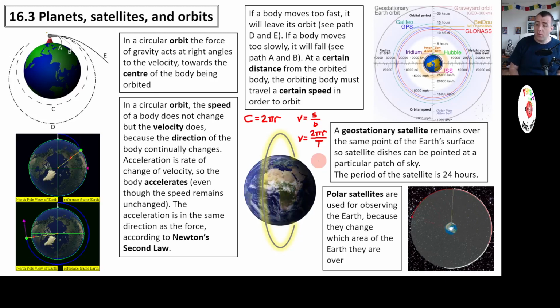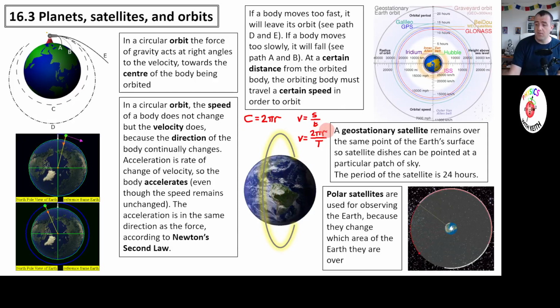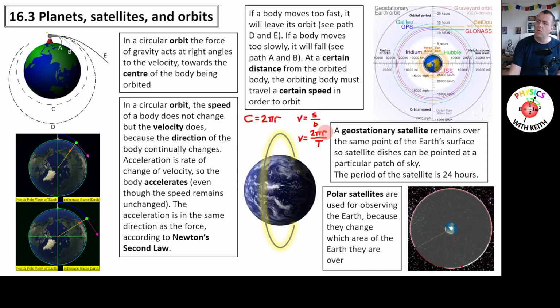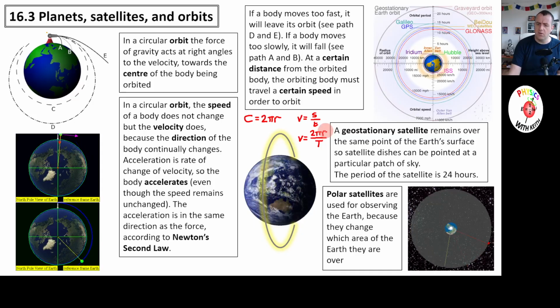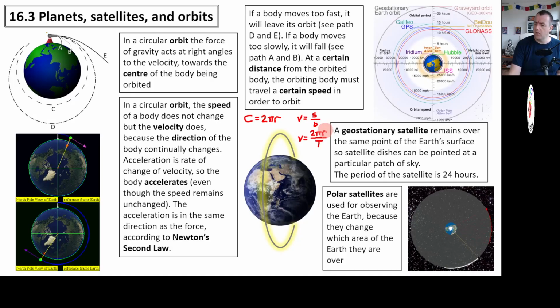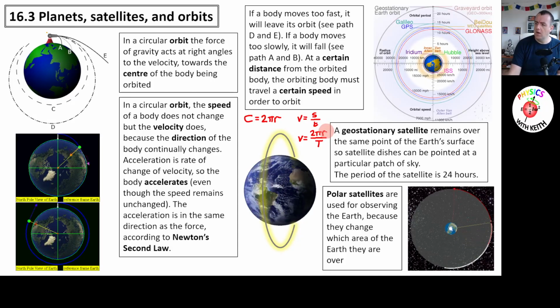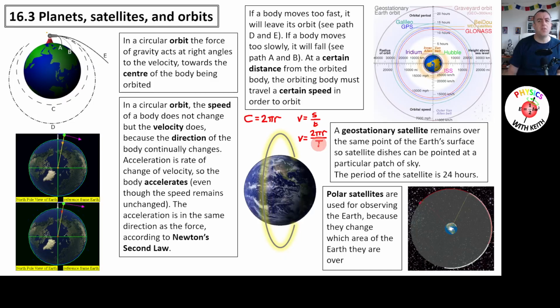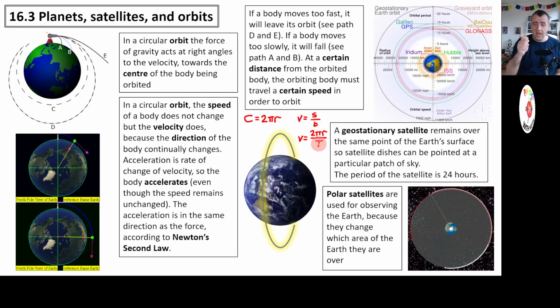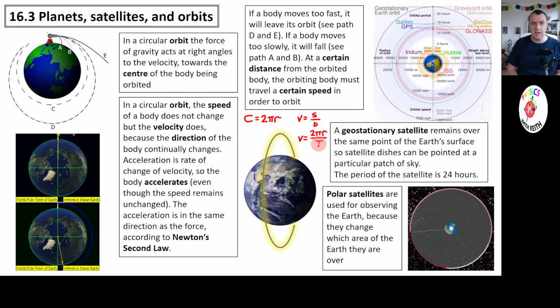Or you could do it for the Earth. We know that the Earth is roughly 150 million kilometres, I think that's right, 150 million kilometres from the sun. Someone will correct me if I'm wrong. We know that the time period for the Earth around the sun is 1 year, so 365 days.